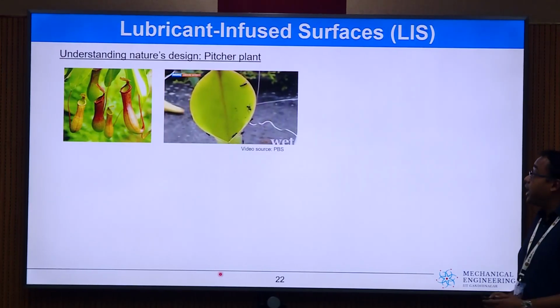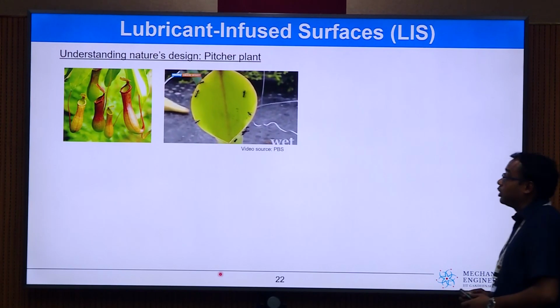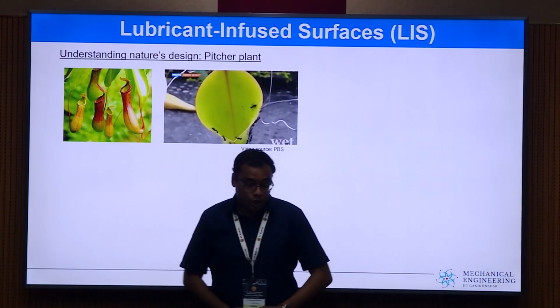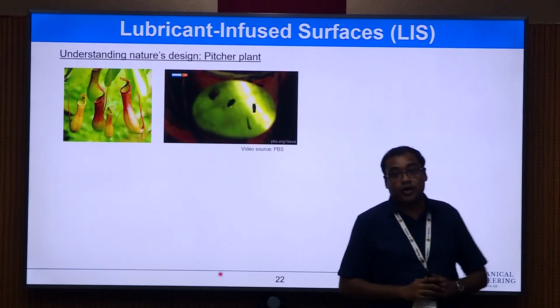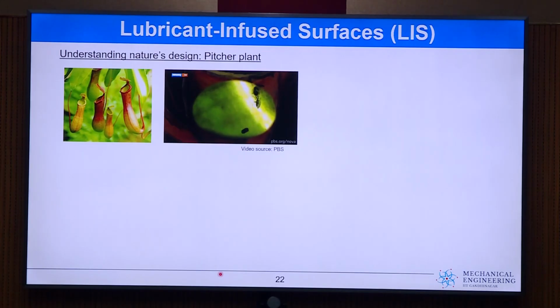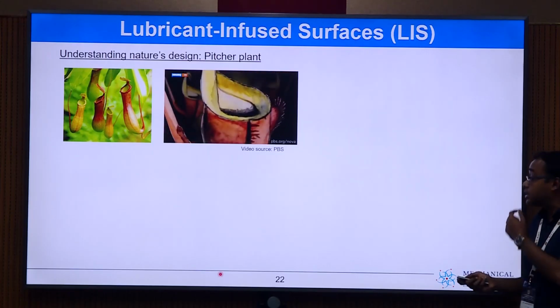So, inspired by the pitcher plant in nature: the pitcher plant has on its outer rim a wax, kind of liquid-infused. It's a carnivorous plant. So when an insect sits on that outer rim, it slips because of the wax and falls inside and meets its death.